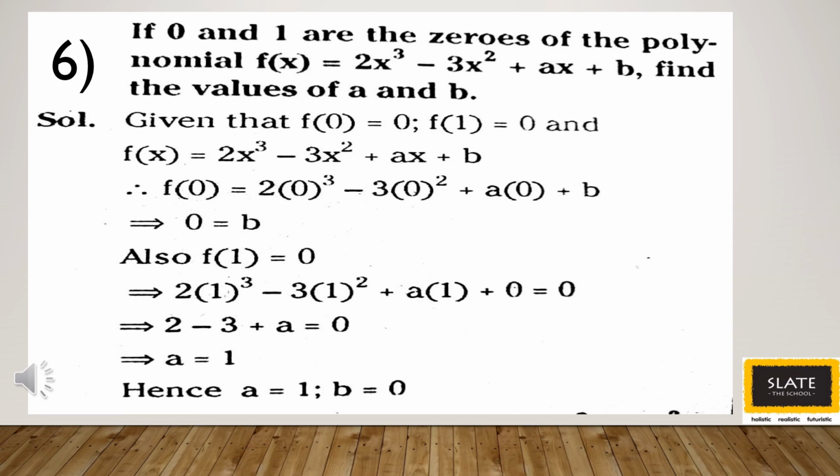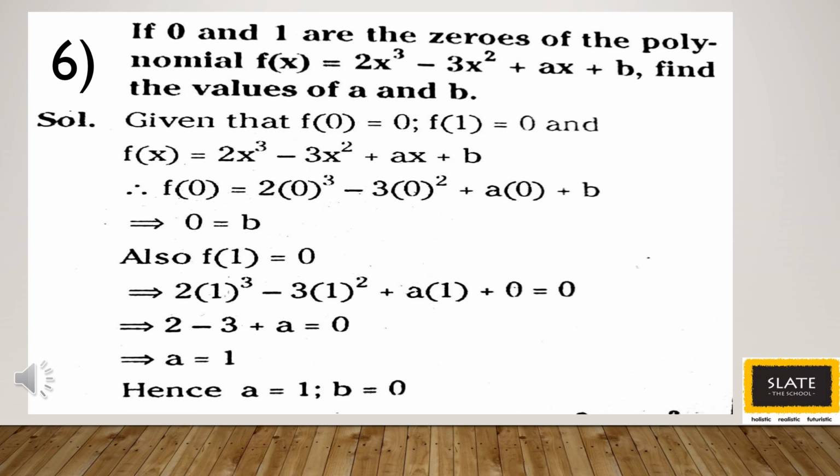First, let us find out f of 0 and equate that polynomial to 0. So 2 into 0 cube minus 3 into 0 square plus a into 0 plus b. Now 0 cube is 0, 0 square is 0, and any number multiplied to 0 is 0. So finally we have b is equal to 0. So the value of b is 0.